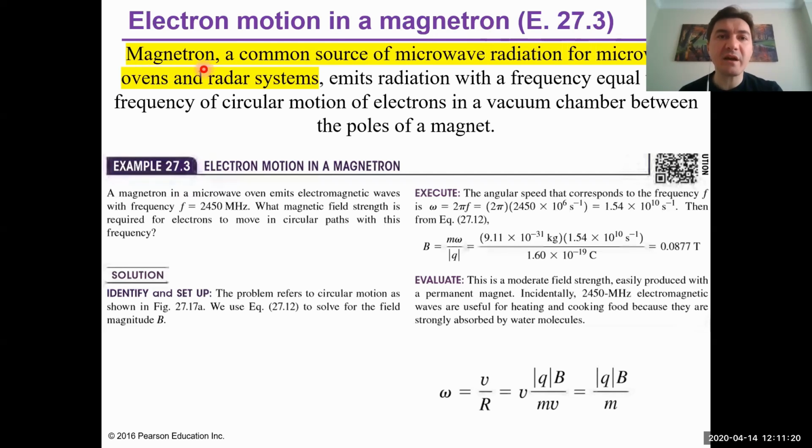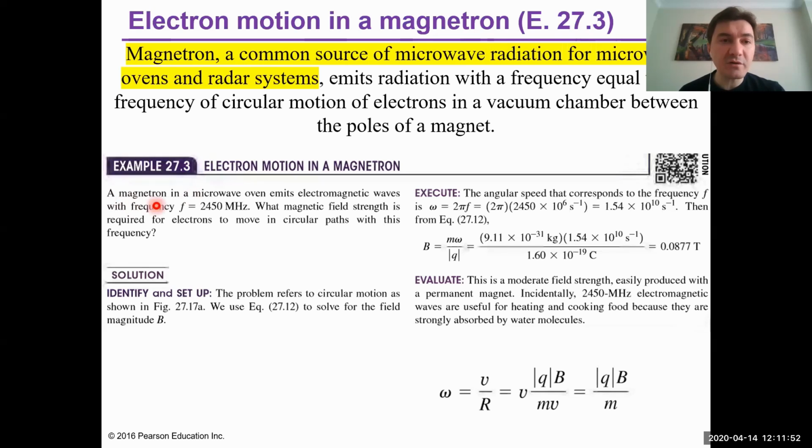So magnetron, a common source of microwave radiation for microwave ovens you may have at home, and radar systems. Magnetrons emit radiation with a frequency equal to the frequency of circular motion of electrons in a vacuum chamber between the poles of a magnet. This is just information. So what is a magnetron? They are used in microwave ovens. And what about the electron motion in a magnetron?